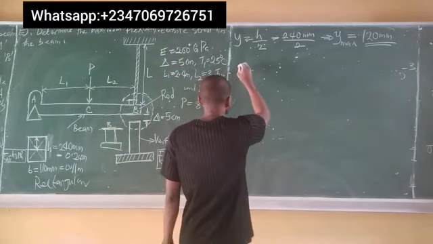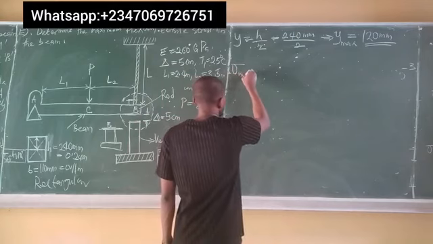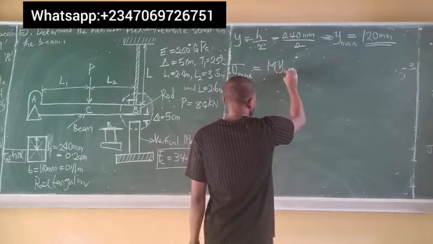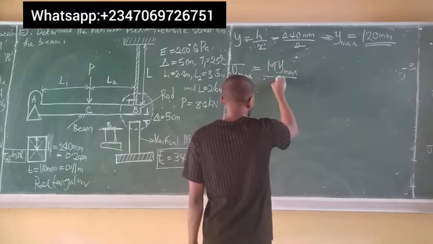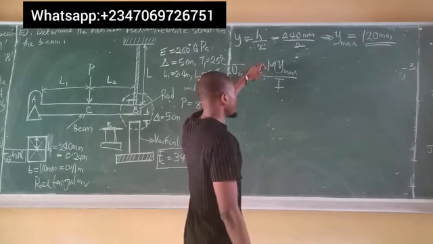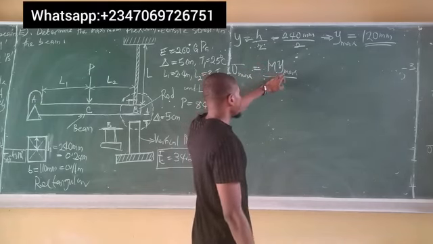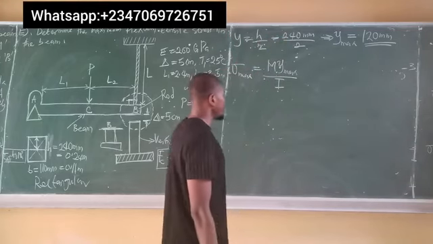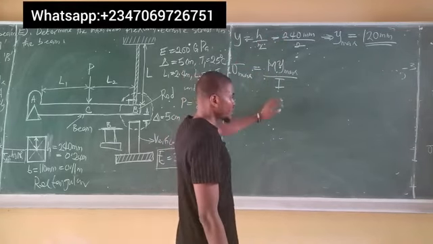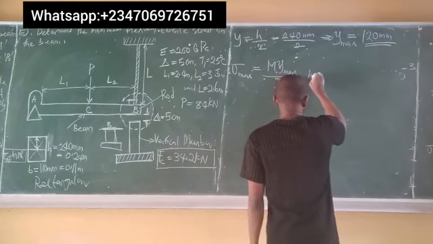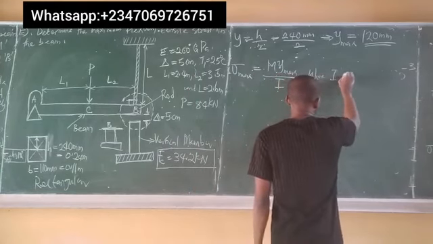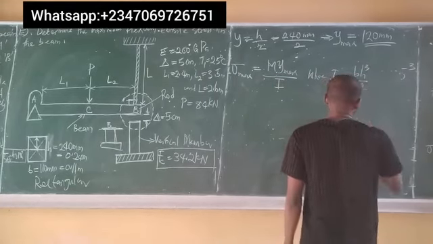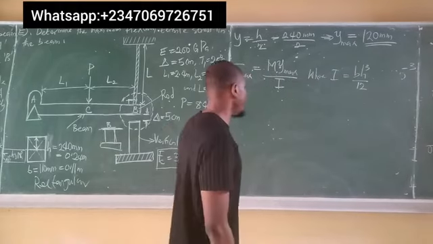Simply we use the equation: maximum tensile stress is equal to M y max all over I, where M stands for the moment, y max stands for the neutral axis or the point of the maximum flexural stress, and I stands for the moment of inertia. Where I, which is the moment of inertia, is given as b h cube all over 12. I is simply b h cube divided by 12.